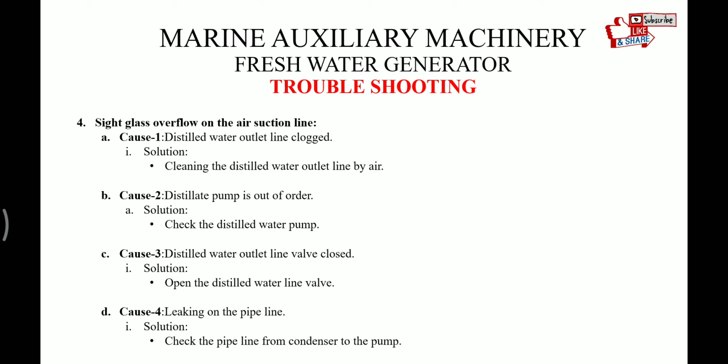Second cause is distillate pump is out of order. Check the distillate pump, that is the solution for that. Third, distillate water outlet line valve closed, and the solution for that is open the distillate water line. Fourth cause is leaking on the pipeline, and for that the solution is check the pipeline from condenser to pump and rectify if it is leaking.